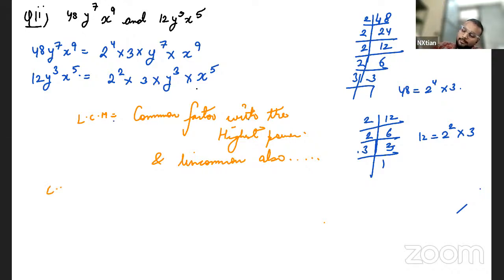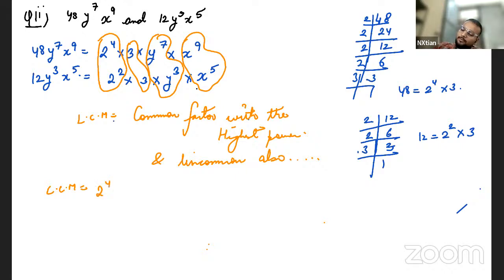Now LCM is equal to... what is the common? This is the common. This is the common. This is the common. Okay. So here the highest power is 2 to the power of 4 into 3 into y to the power 7 into x to the power 9. So this is the LCM: 48 y^7 x^9.